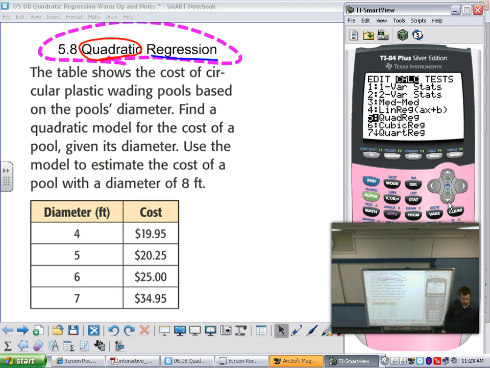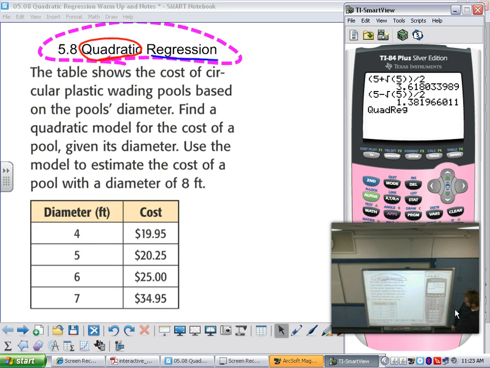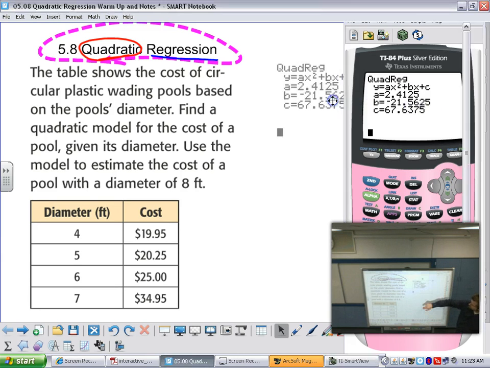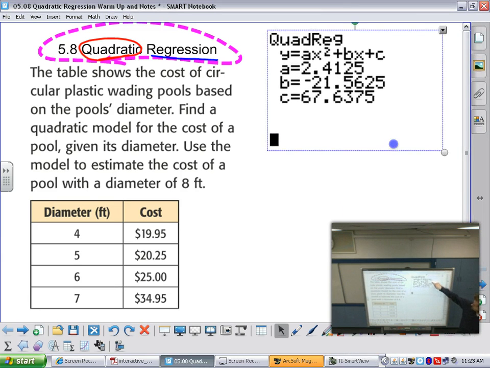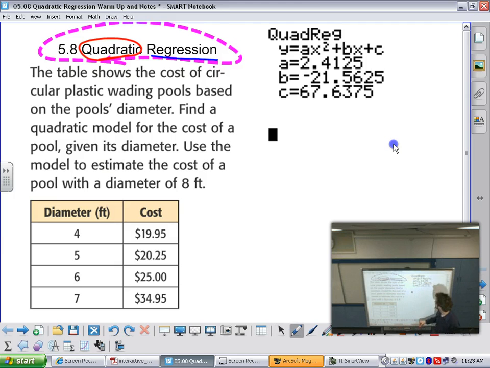You're just going to go to choice 5 this time and ask it, please find the quadratic equation that best fits the data. Degree 2, right? Quadratic, x squared. So hit enter once or twice to get it to execute the command, and look at what we have. This is nice. We have y equals ax squared plus bx plus c form, here's a, b, and c. y equals a is 2.4x squared minus 21.6x plus c is 67.6.